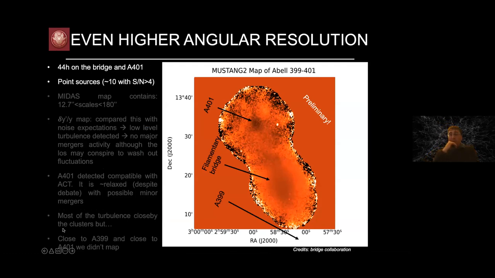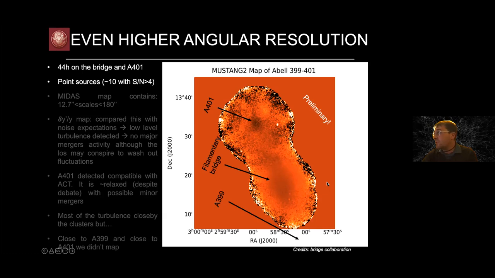Okay, so this is one of the maps we extracted from this cluster pair. This is not published. It does not cover the whole region, only Abell 401 and the bridge part, and Abell 399 is outside this map. This is a 44-hour observation on source. The first thing we did was checking point sources. We have around 10 point sources, and we compared them to models, and the comparison is working pretty well. Again, this is not published yet, but we're going to publish soon.